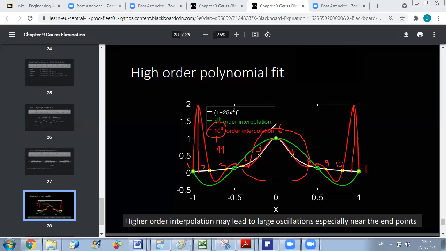So you can conclude that sometimes it will bring a bad effect to use a very high order polynomial fit. This is why we don't recommend using a very high order polynomial fit. We can limit ourselves to fourth or fifth order interpolation. Okay. Any question on this? Yes.